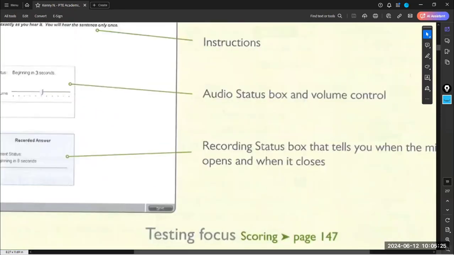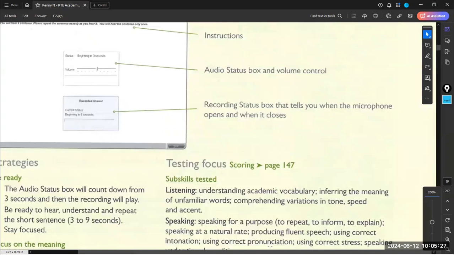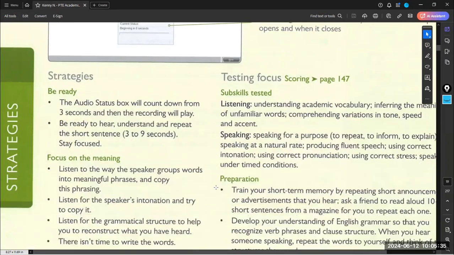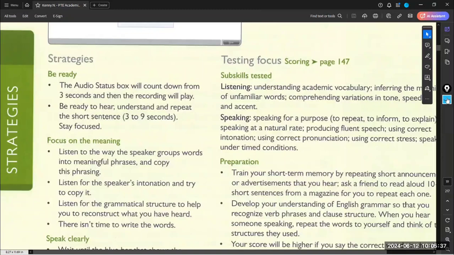Okay. Now, what are the tips and strategies I have to keep in mind just to repeat the sentence completely and clearly? So as you notice, you have 3 seconds to be ready and to adjust yourself. After that, you have to understand what the speaker is talking about, and you have to repeat it. So the short sentence is only about 3 seconds. But as I told you, maybe the sentence is really long. You have 9 seconds to repeat the sentence, so you have to stay focused.